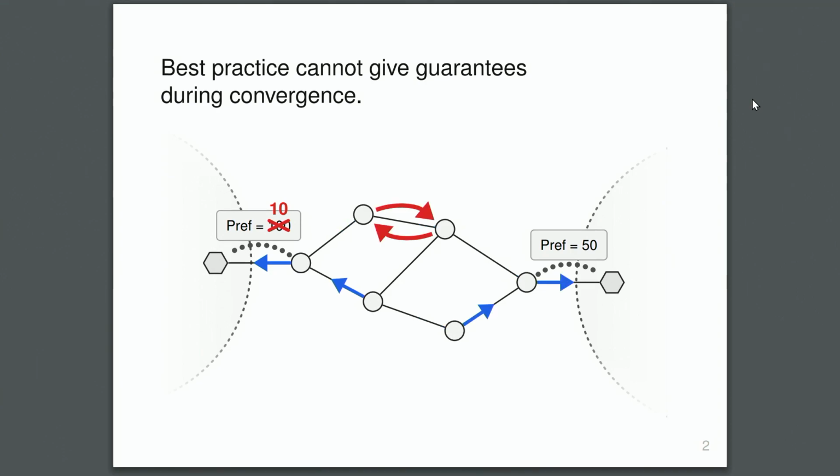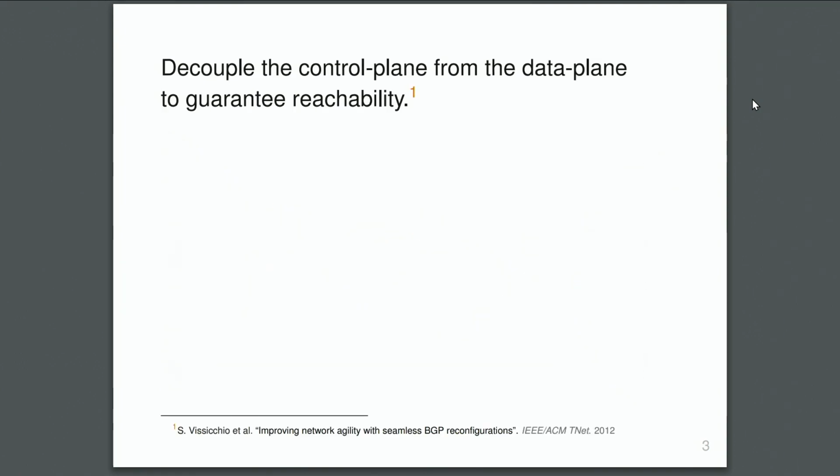This is actually a big improvement, as we no longer have any black holes, but still we can transiently get forwarding loops. And this is because BGP converges in a very chaotic way, and BGP directly drives the forwarding. So maybe we can decouple the control plane from the data plane during convergence, so that we can perform the reconfiguration safely.